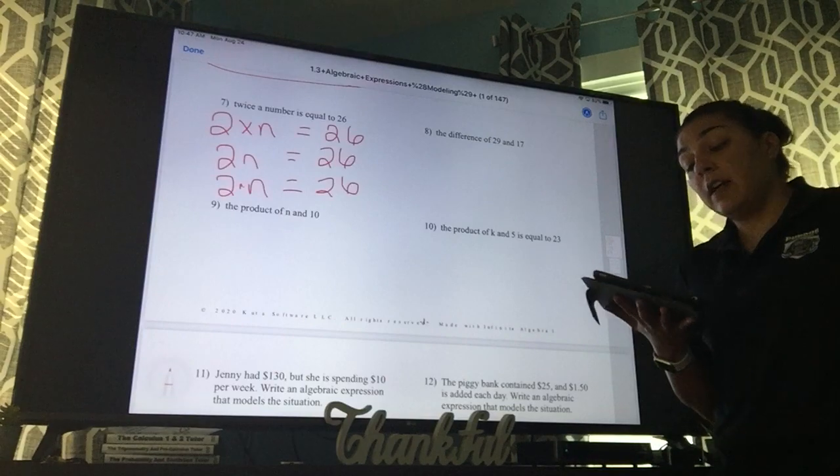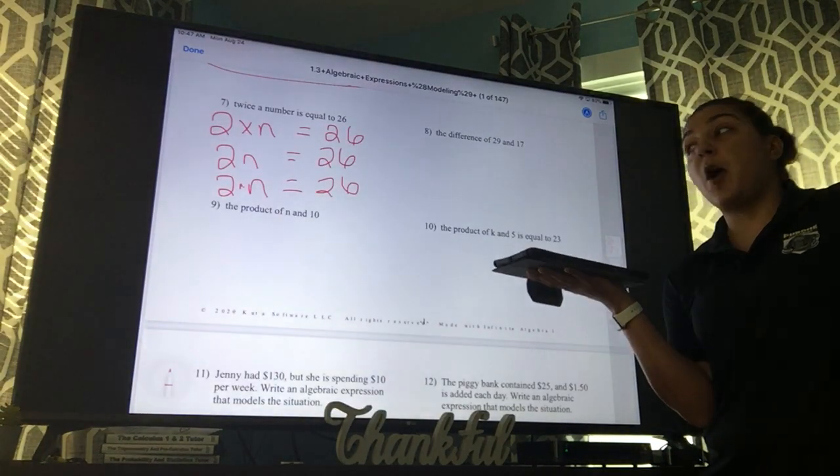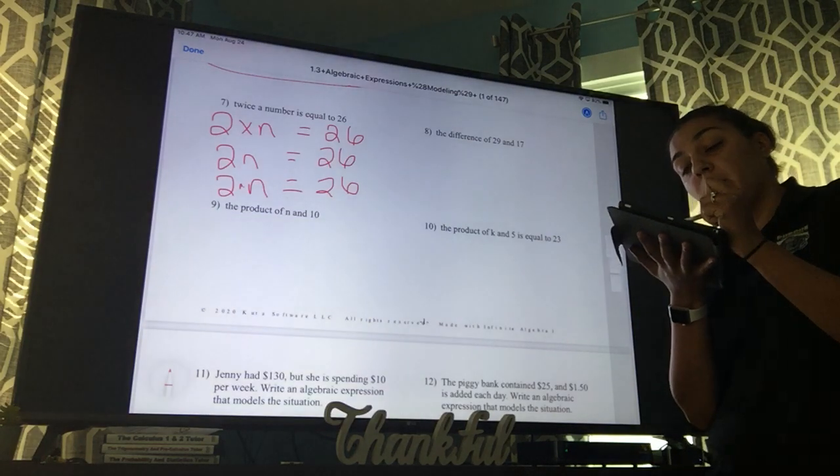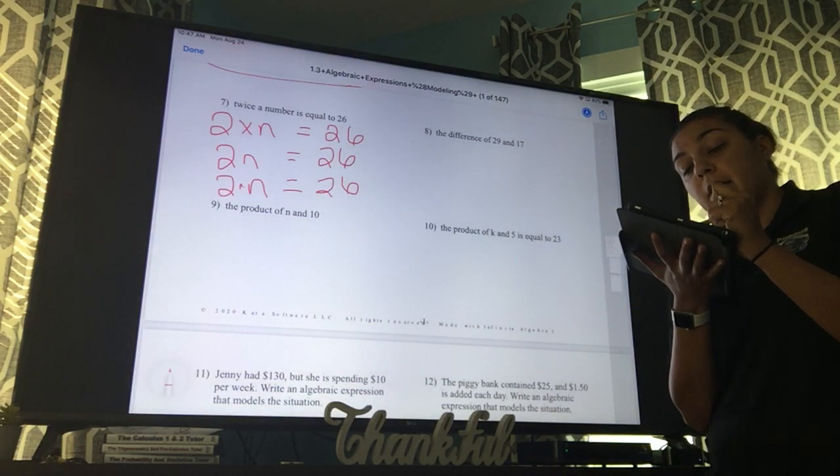The product of n and 12. What does product mean? Multiplication. So the product of n and 10 means n times 10.